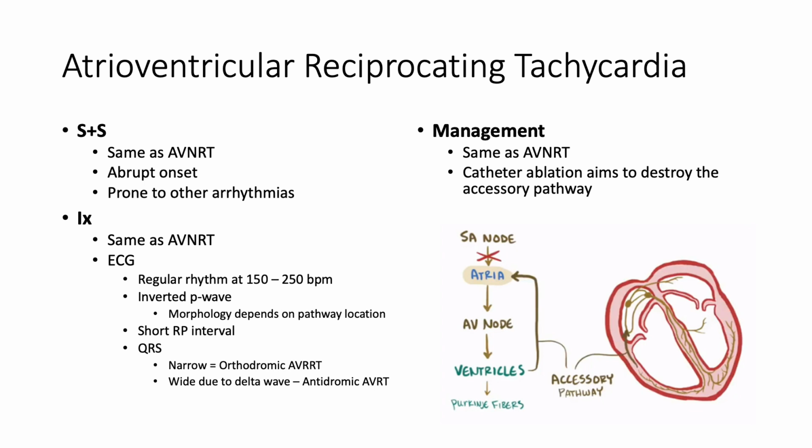And you can have a narrow QRS or a wide one. The wide one is because of our delta wave, which is Wolff-Parkinson-White. Again, the management is the same, so catheter ablation. So here we go, here's the accessory pathway. What this delta wave is talking about is an early slurring of the QRS complex.